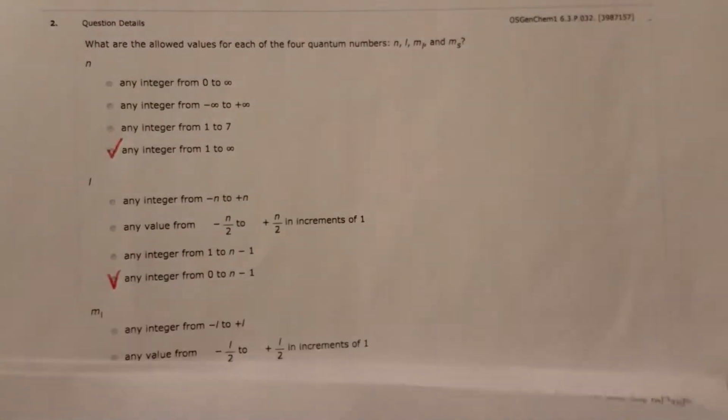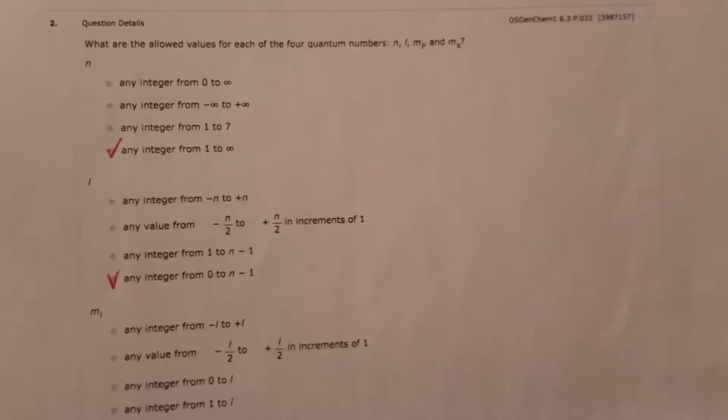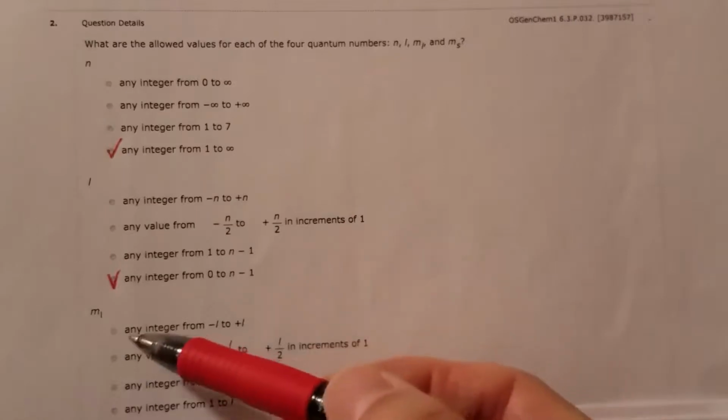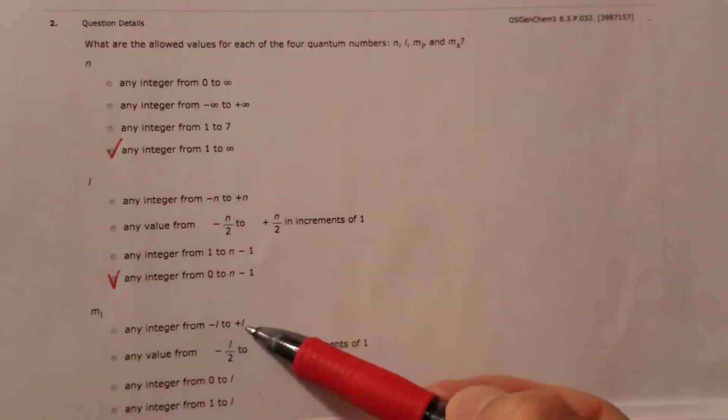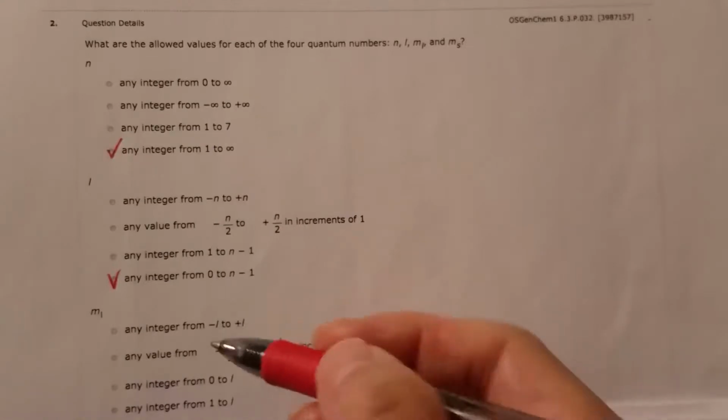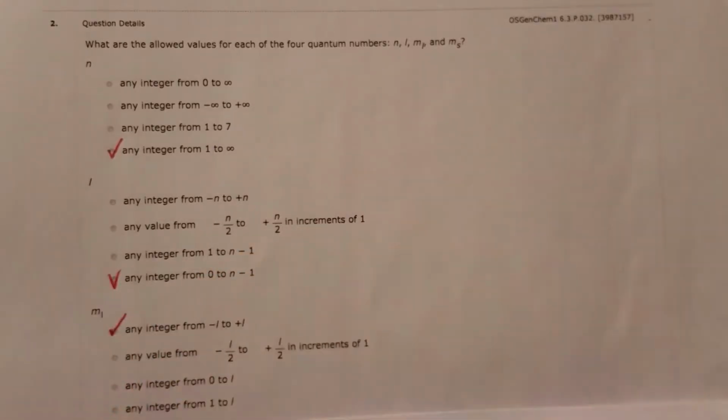All right? Okay, now let's take a look at the ml values. So we have 4 choices here as well. Okay, what should that be? It should be any integer from negative l to positive l. Of course, 0 should be included in between.